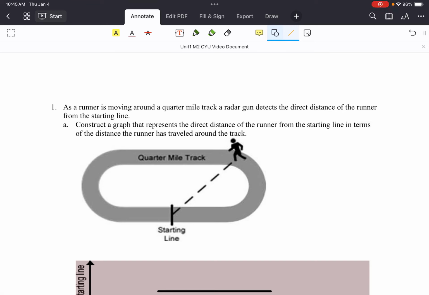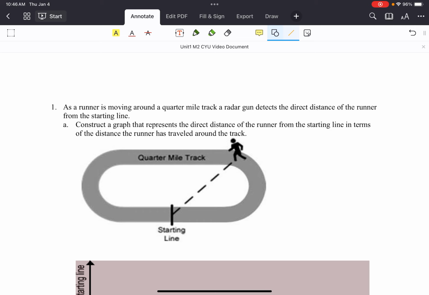This video is going to talk through the first problem from our CYU on covariation, where we're looking at a runner going around a track. In this particular video, I'm not going to re-type the answers that you can see for part B. I am going to talk through where that thinking comes from, but the focus is going to be more on how I get from this situation to the graph and to that description, and helping you better get into that mindset.